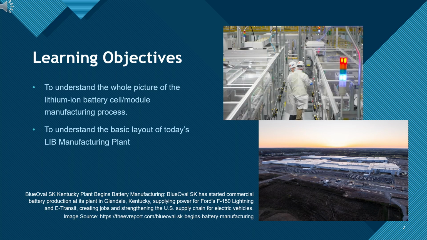order. The images show the Blue Oval SK plant in Kentucky, where commercial production has recently begun. It represents a practical example of a state-of-the-art manufacturing environment, highly automated, tightly controlled, and designed to support large EV programs such as the Ford F-150 Lightning and E-Transit. This illustrates the scale, cleanliness, and precision required to operate a competitive LIB facility in the United States.